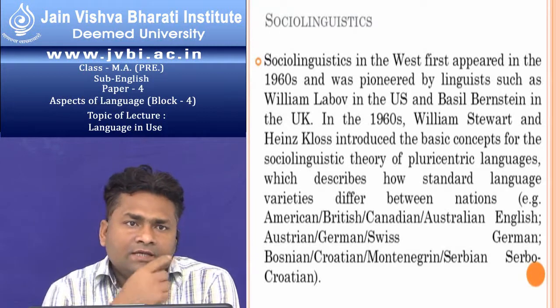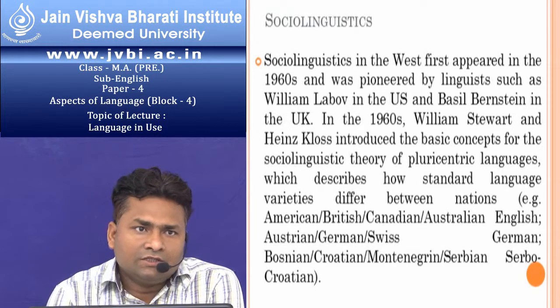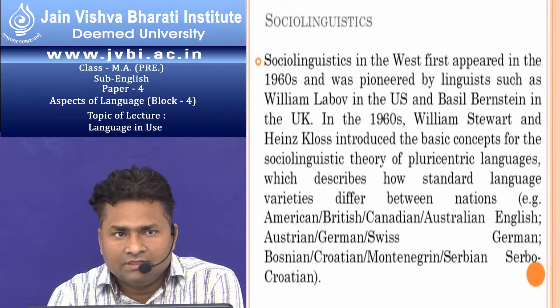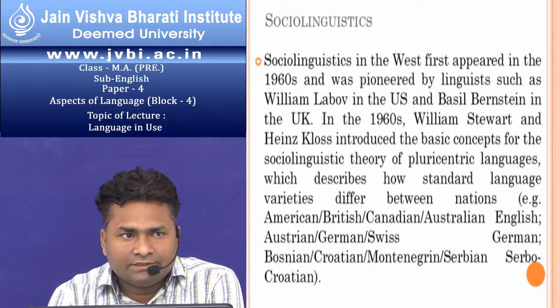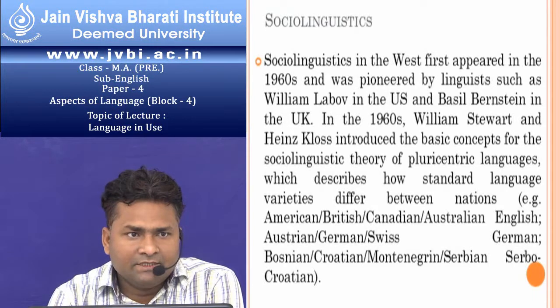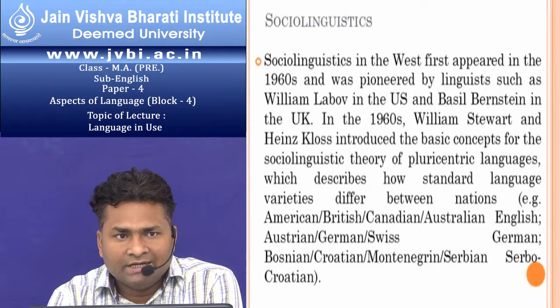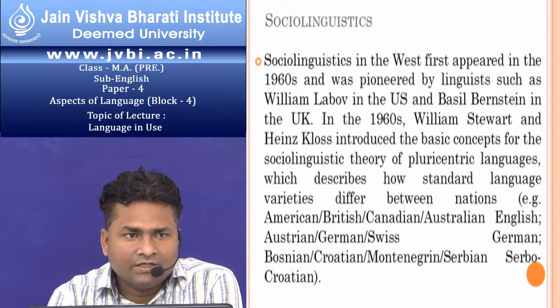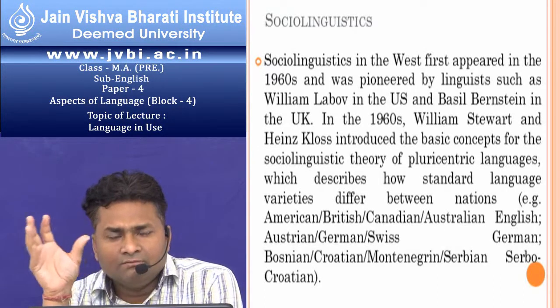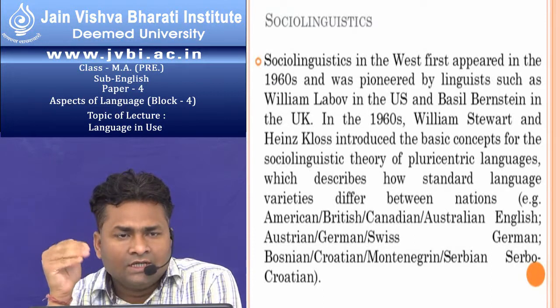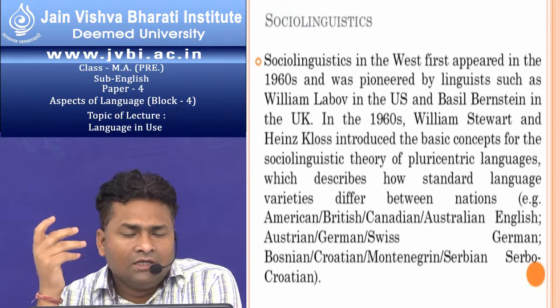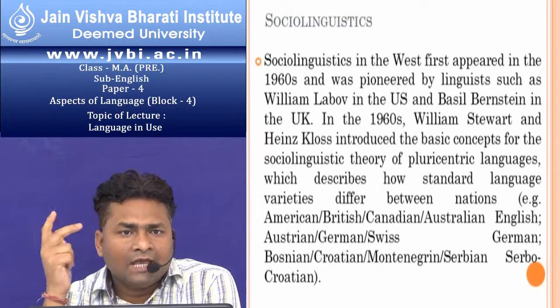In the 1960s, William Stewart and Heinz Kloss introduced the basic concepts for the sociolinguistic theory of pluricentric languages, which describes how standard language varieties differ between nations. For example, American, British, Canadian, Australian English, Austrian German, Swiss German, Bosnian, Croatian, Montenegrin, Serbian, Serbo-Croatian. So these are the different dialects and language varieties.